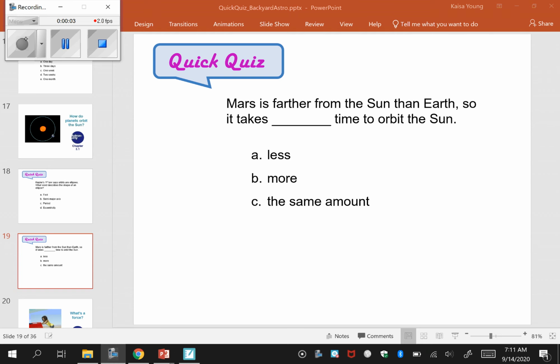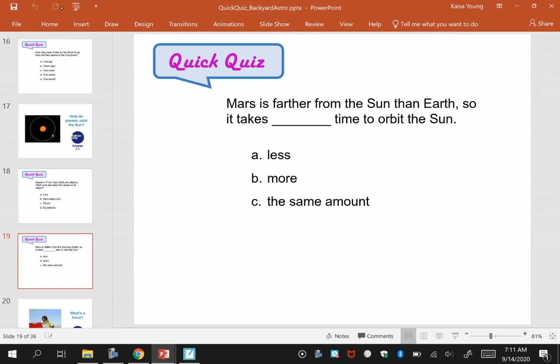Hey everybody, before we get started with today's topic on Galileo and Newton's laws, I want you to remember what we did last time when we talked about Kepler's laws. So here is your quick quiz for today.